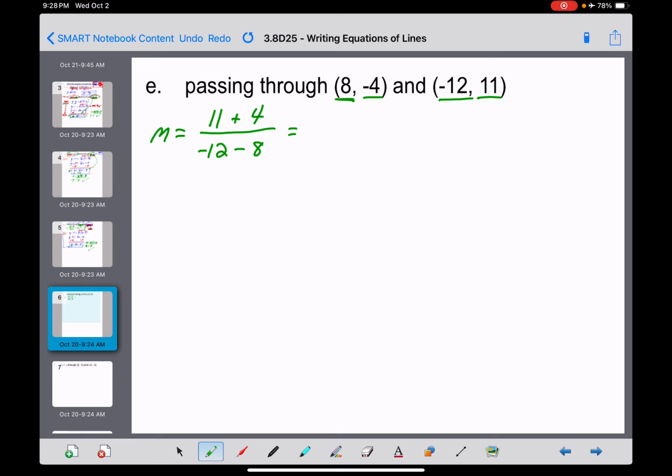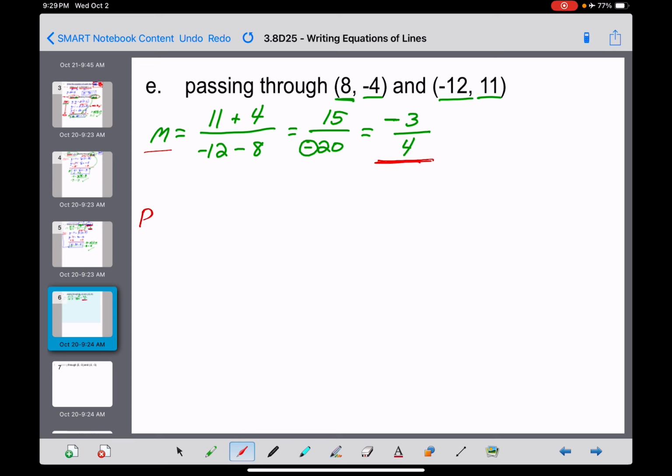Okay, let's simplify, guys. 11 plus 4 is 15. Negative 12 minus 8 is negative 20. Simplifying this, we can divide out a 5 from both sides and get a 3 on the top and a 4 on the bottom. And you'll notice I had a negative on the bottom. I always recommend that you guys move the negative up to the top. I just think it's easier to deal with. And right there, guys, we just found our slope. So we know our slope and we know 2 points.